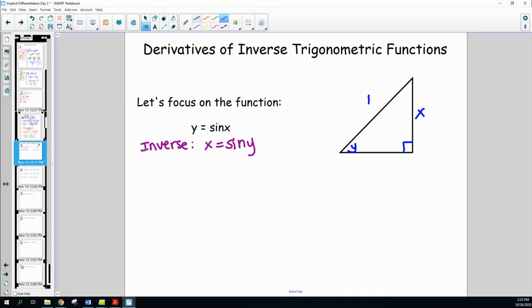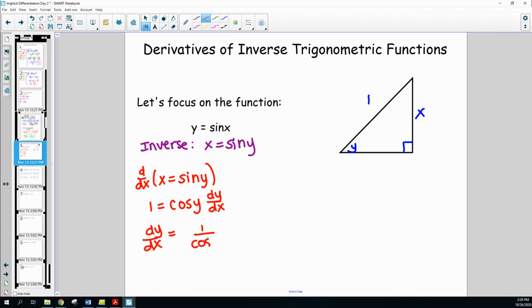And then I have this third side. We'll worry about that in a minute. If I wanted to take the derivative, d over dx, of x equals sine y, the derivative of x is going to be 1. And the derivative of sine y is going to be cosine y dy over dx. We're still using the chain rule here because the outer function is sine and the inner function is y. Because the derivative of y is dy over dx, we have this. If I wanted to get dy over dx by itself, I have to divide both sides by cosine y. So dy over dx equals 1 over cosine y.